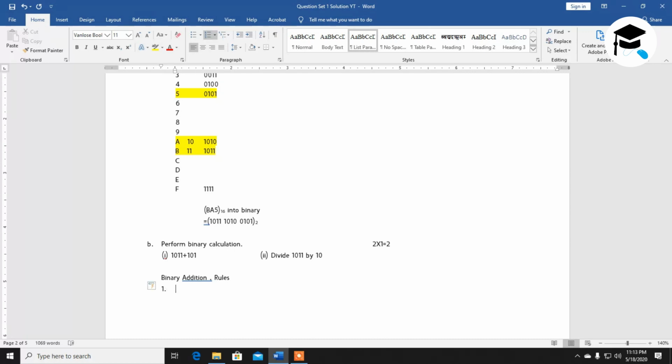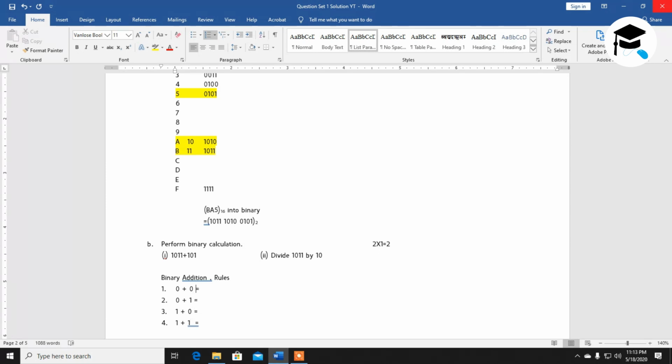You may add 0 plus 0. What will be the result? Similarly, you may add 0 plus 1. What will be the result? Similarly, you may add 1 plus 0, and what will be the result? And finally, what could be the possible addition? Finally, it could be 1 plus 1.